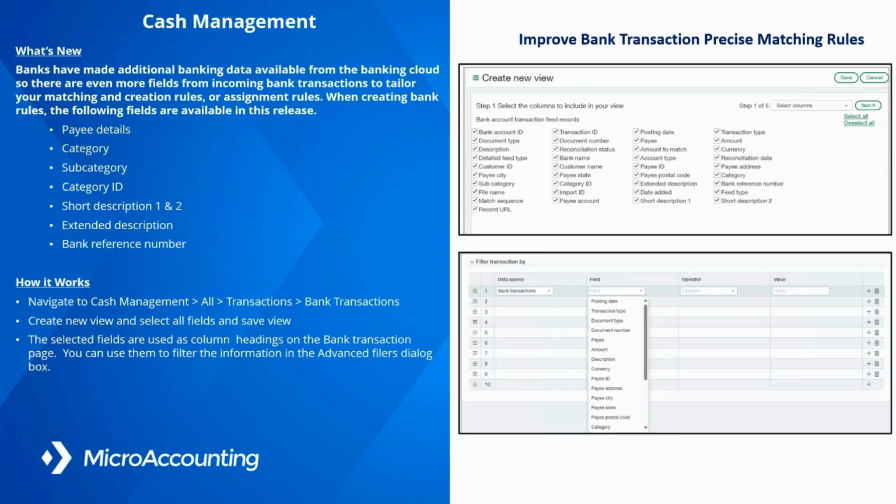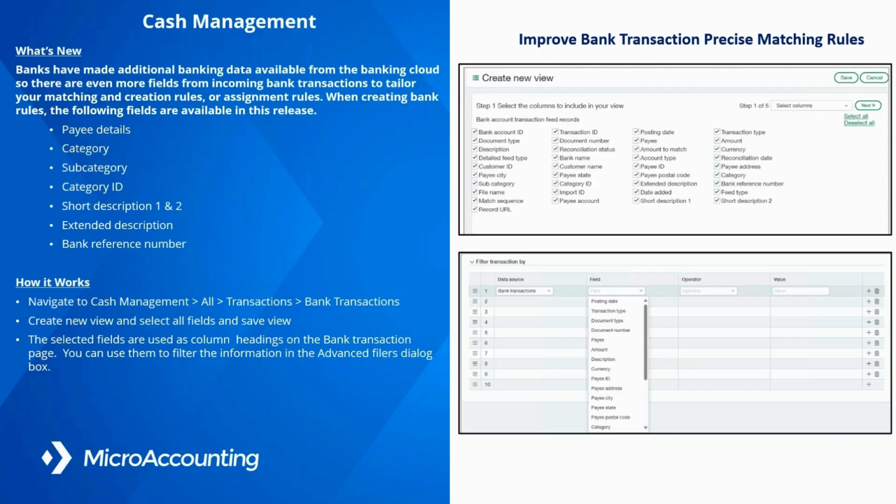And it's not really just us, it's the banks. The banks are actually opening up a little bit more of their data. So we're dependent on the bank, and if the bank doesn't open it up, we can't get to it. The banks are really providing more banking details for us so that we can have more fields to tailor our matching and our creation rules, right? So that's really cool.